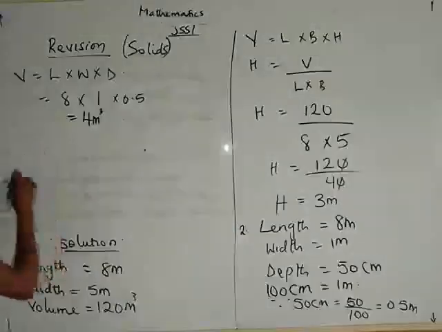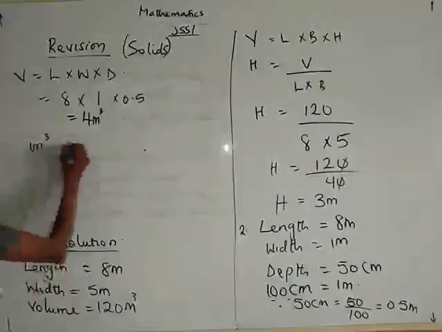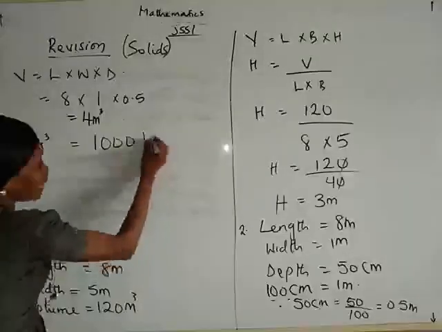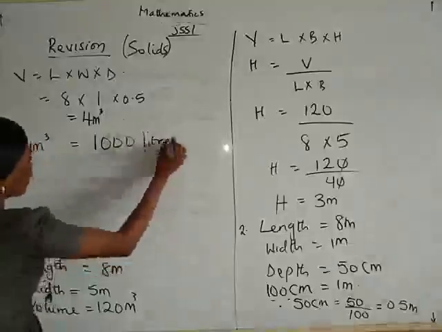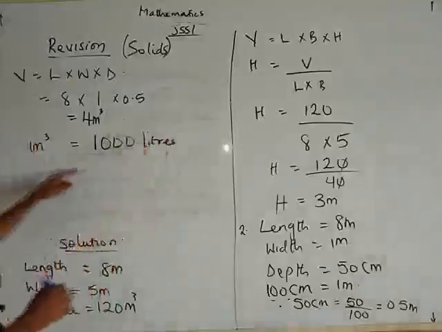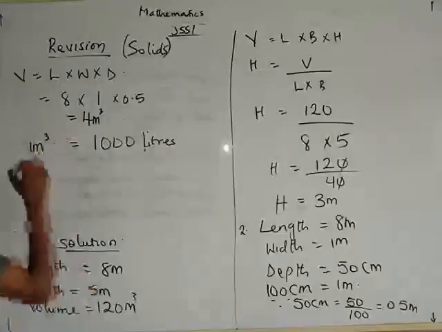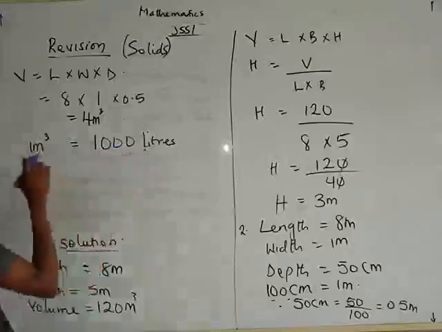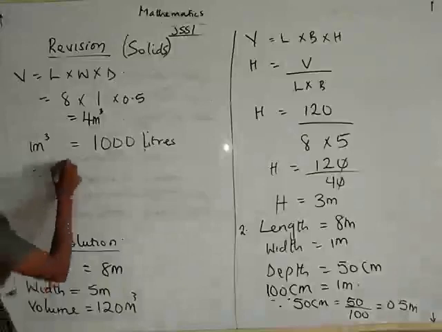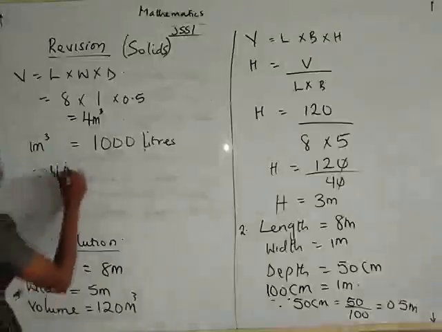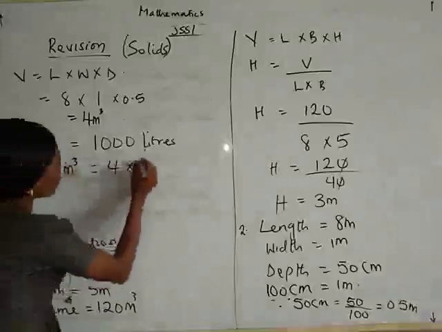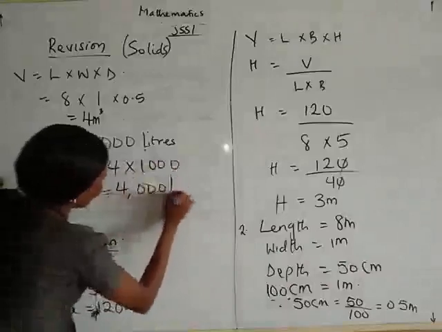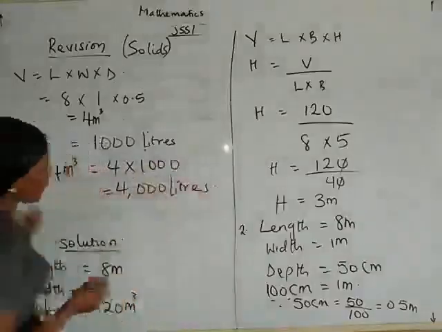There's this relationship that 1 meter cube is equal to 1,000 liters. If 1 meter cube is equal to 1,000 liters, therefore, for us to know the capacity, that means expressing it in liters, what will 4 meter cube be? 4 meters cube will be equal to 4 times 1,000, which gives us 4,000 liters. This is our final answer.